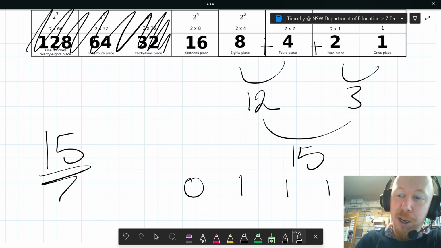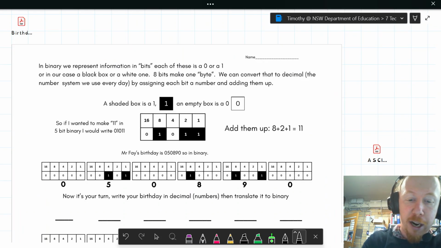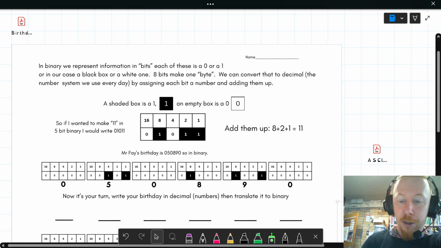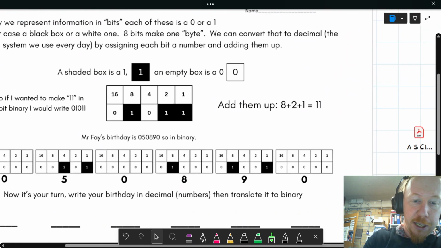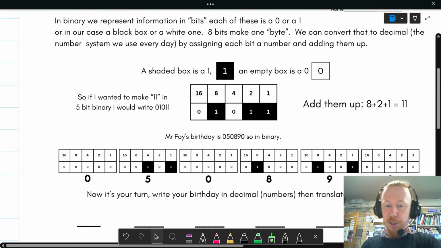Okay, so what I'm going to do is I'm going to finally let you do something yourselves. Thank you so much for being patient. And we're going to take a look at how we would write our birthday in binary. So I've done my own birthday here. Can we just make sure, I'm just going to give the teacher a second to pause. Can we please make sure everyone has this wonderful sheet in front of them?